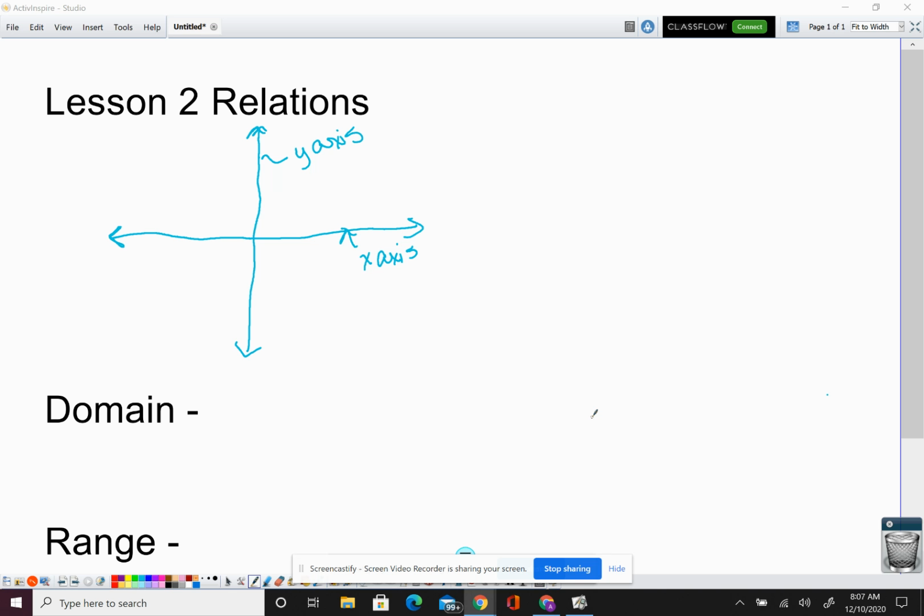Lesson 2 is entitled Relations. And they start out by looking at the coordinate grid system. And we already know that this is the y-axis. We did a bunch of work with the y-axis last chapter with the y-intercepts. And we know that this is the x-axis.